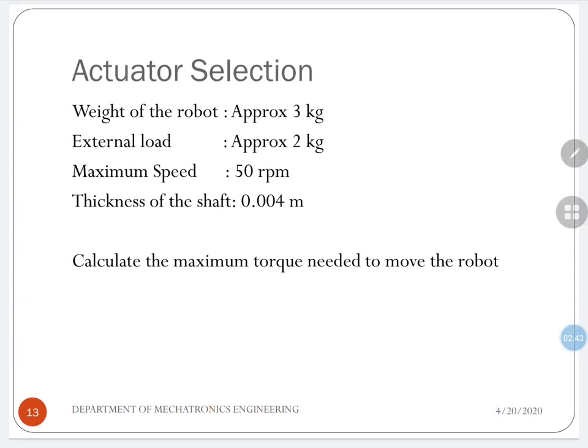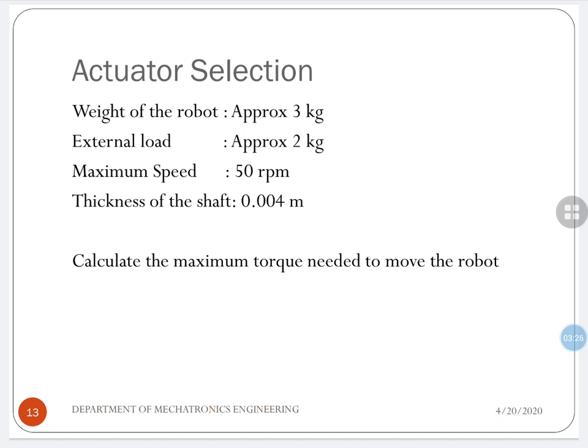So actuator selection is the movement of the robot. The movement of the robot is controlled by motors. As I said in the previous step, the robot consists of two drive wheels. The maximum torque applied on the robot is calculated from the payload of the robot, and after calculating the maximum torque, the motor is selected. The weight of the robot is approximately 3 kg.